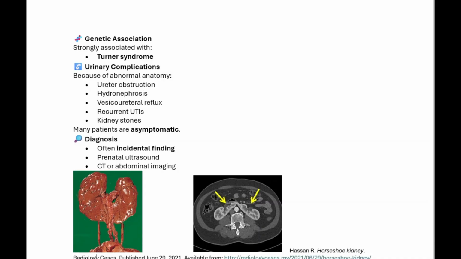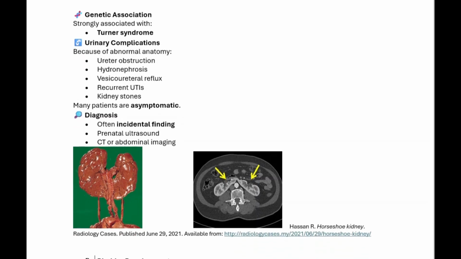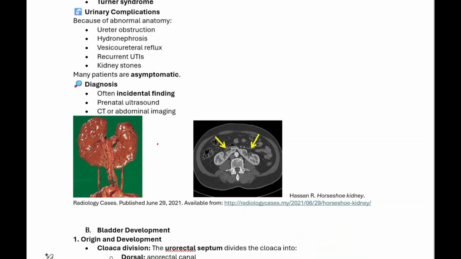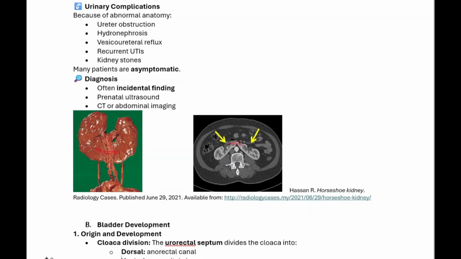Patients could develop hydronephrosis, vesicoureteral reflux, and recurrent urinary tract infections. They could also have kidney stones. Most patients are actually asymptomatic, and the diagnosis is often an incidental finding on prenatal ultrasound, CT, or abdominal imaging. When we look at this image, we can see the inferior pole of the kidneys fused together. Again, we can see both kidneys are fused together on that imaging.